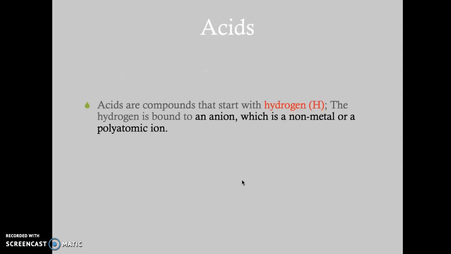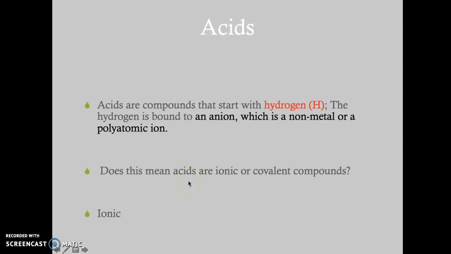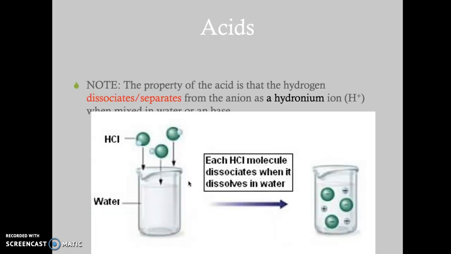So acids, these are compounds that start with hydrogen, and you can ignore this. Usually hydrogen is bonded to what we call an anion. You'll remember that. It should be a negatively charged thing, usually a nonmetal, or what we call a polyatomic ion. So note the property of an acid.